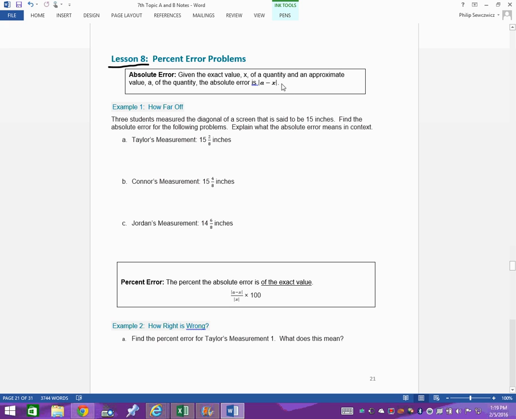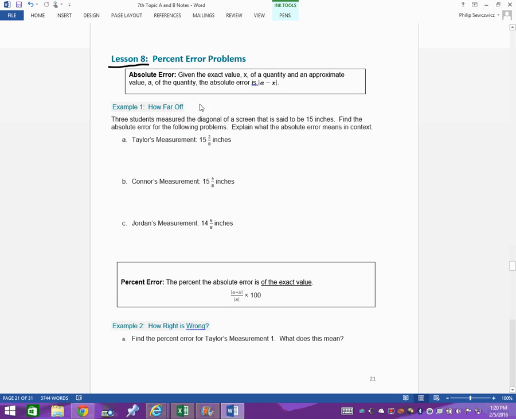So what we're saying here is we're going to take the approximate value minus the exact value. And when we do this subtraction, we get the absolute value of it because that makes it a positive amount. So again, we don't care if you're over the amount or if you're under the amount, we just want to know how far we are away from it there.